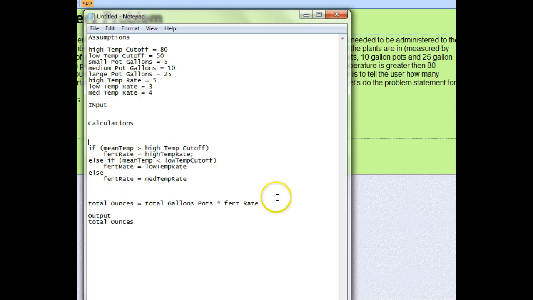All right, so now we have figured out what the FERT rate is. Now we have to figure out what our total gallons are. All right, and that is pretty easy because at least the math is not that difficult.